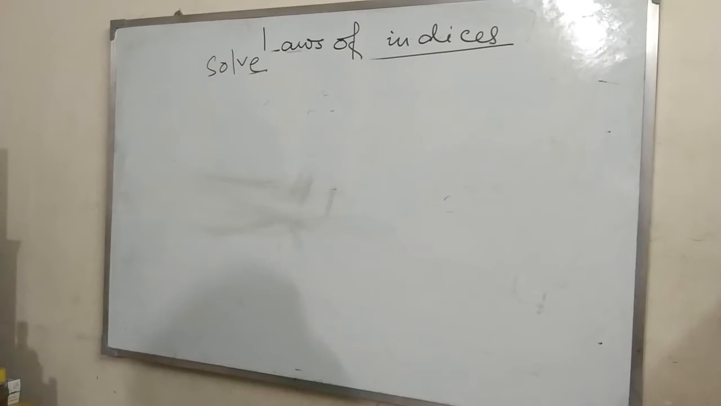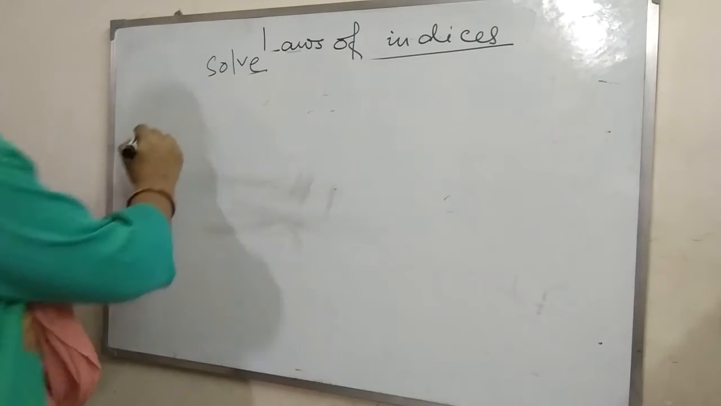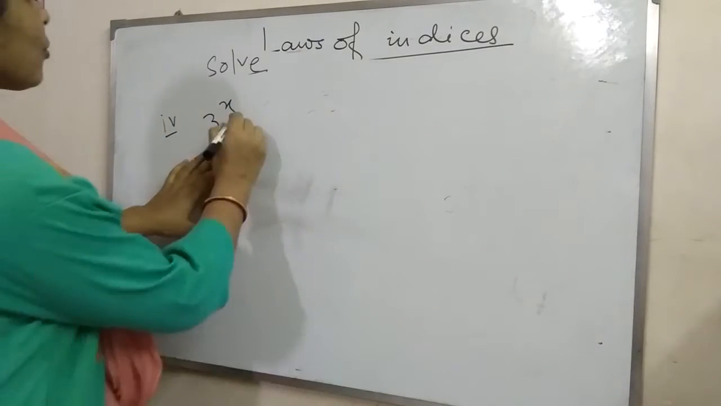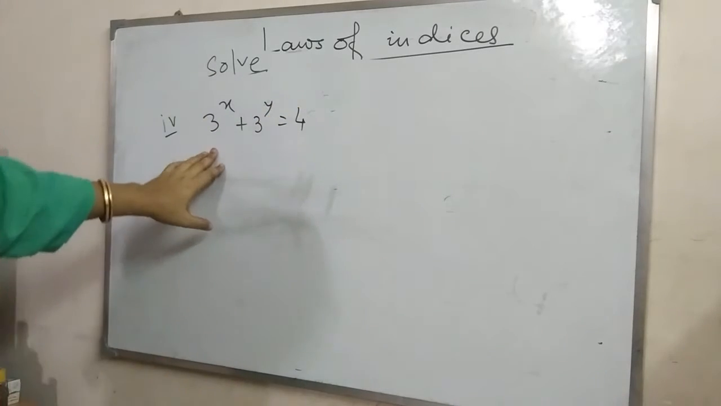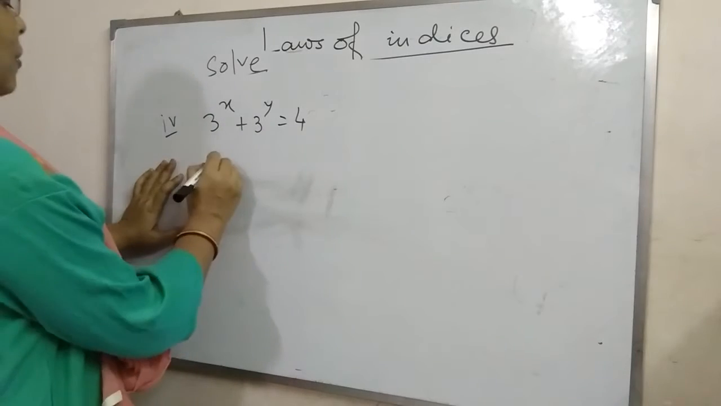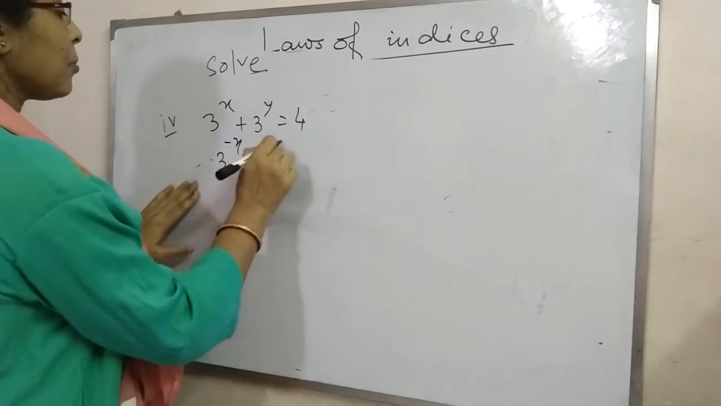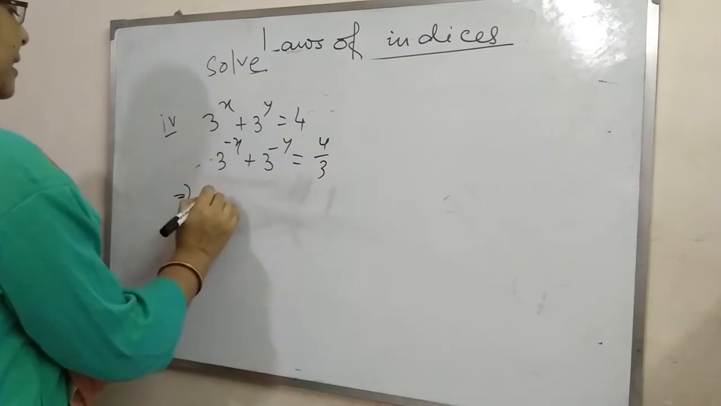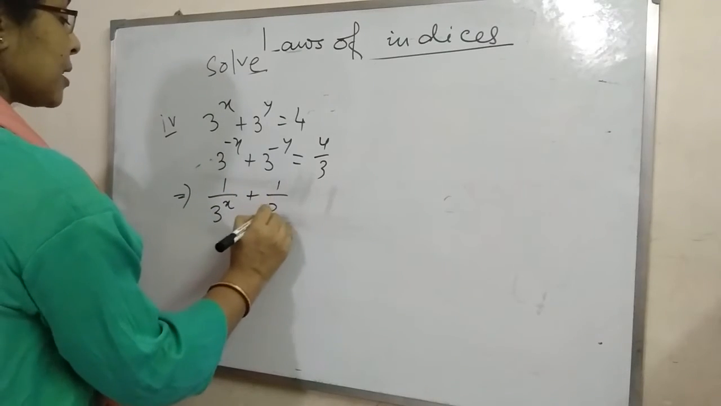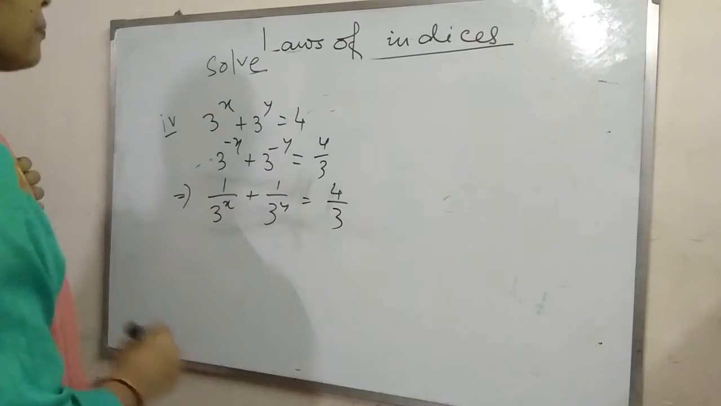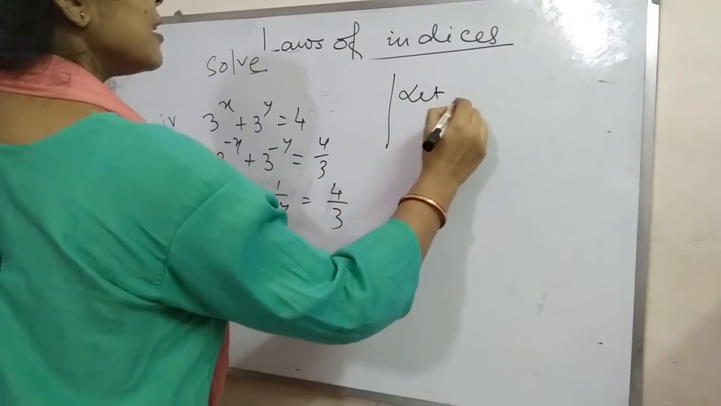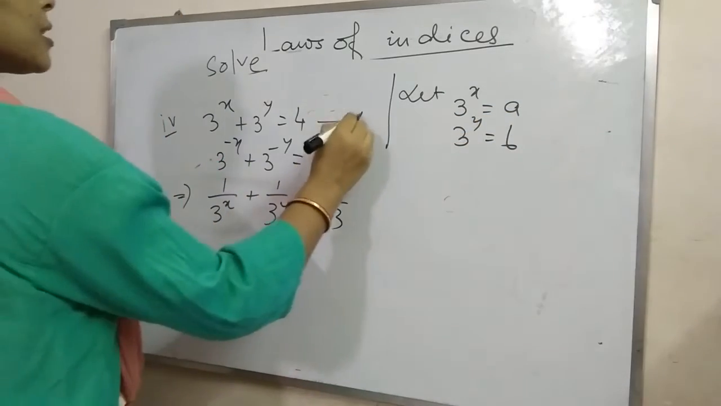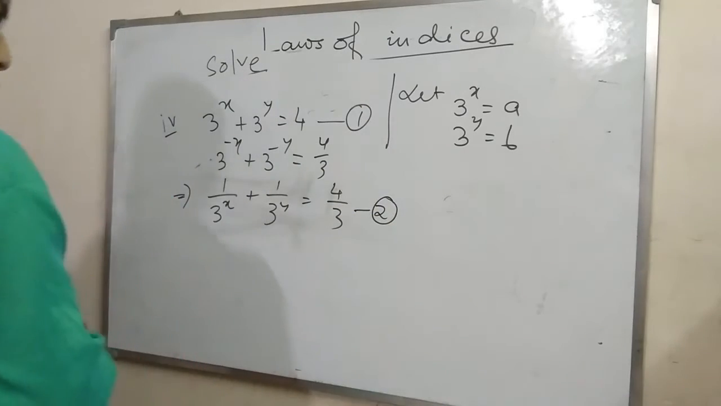Here sum number 4, 3 to the power x plus 3 to the power y, this is equal to 4, and 3 to the power minus x plus 3 to the power minus y, this is equal to 4 by 3. I can write it in this way, 1 by 3 to the power x plus 1 by 3 to the power y, this is equal to 4 by 3. Let 3 to the power x equal to a and 3 to the power y equal to b. So this is equation 1 and this is equation 2.